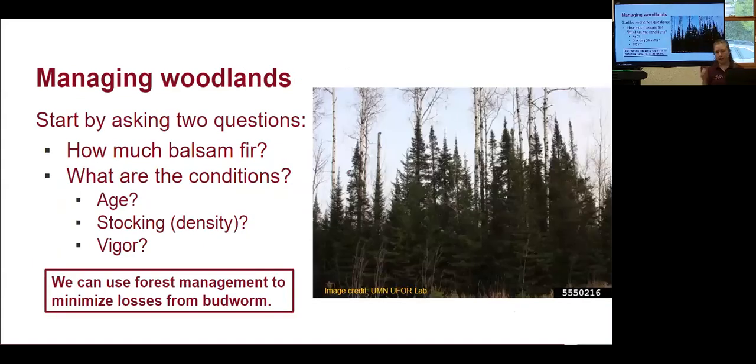So thinking specifically about actions focused on spruce budworm, when you're thinking about your management plan, there are two questions that you need to consider when you're thinking about managing for spruce budworm. First, how much balsam fir do you have? Does your stand consist primarily of balsam fir, or is it white spruce, balsam fir, and maybe another mix of species? Secondly, what are the conditions of your woodland? How old is it? What is the density of trees in the woodland, which we call stocking? And then what is the health and the vigor of those individual trees? You're going to tailor your management plan based off of these questions so that you can minimize losses from spruce budworm.